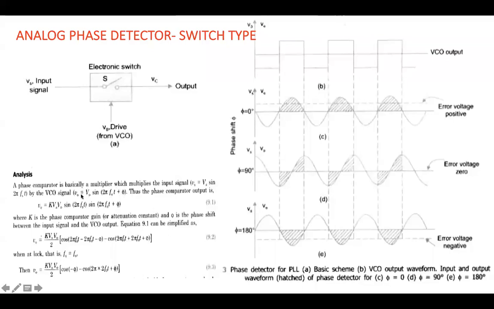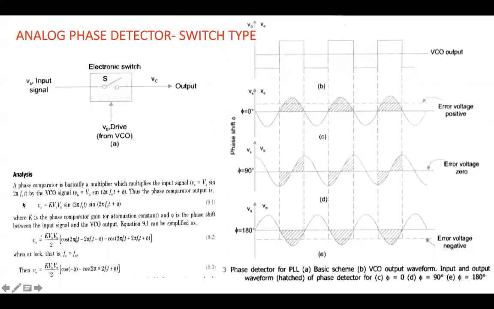So you would have seen this in your DSP, digital signal processing. The same equations are used here, right? So the phase comparator output, the total output, is going to be K Vs into V naught, right? I'm just multiplying both the terms. So sine(2 pi Fs t), which is here, into sine(2 pi F naught t plus phi).